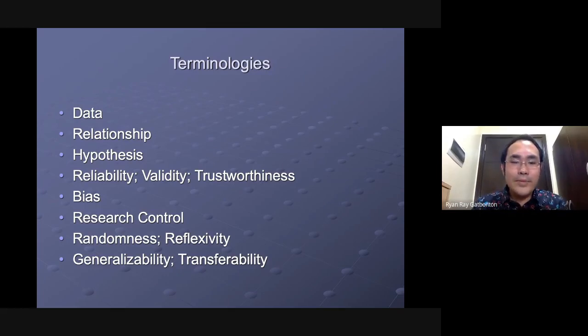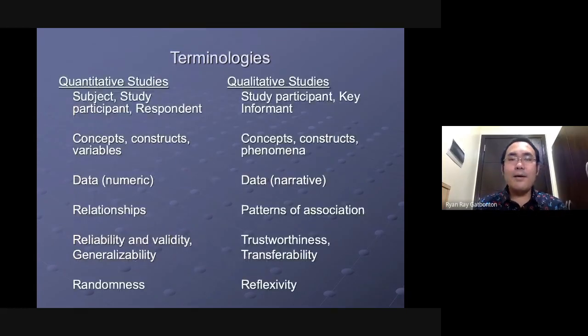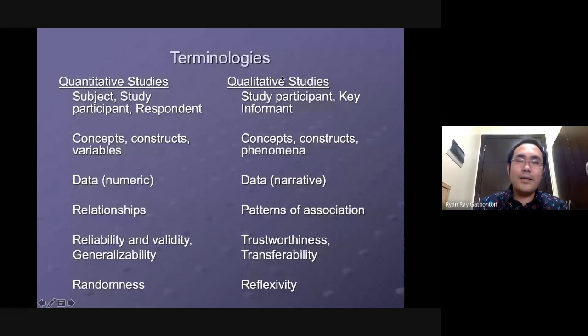Now, when we say generalizability, this is the applicability of your research to other settings, to other groups of population. This is applicable for quantitative research. But in qualitative research, we refer to transferability, or the applicability of our findings to other settings with the same situation. So I have grouped the terms that are applied for quantitative studies and qualitative studies. Those that belong to quantitative study, dito nyo po makikita yan. And those in qualitative study, dito nyo po mailalagay yon.